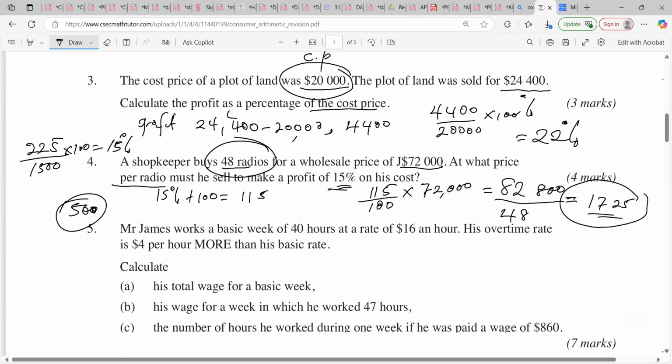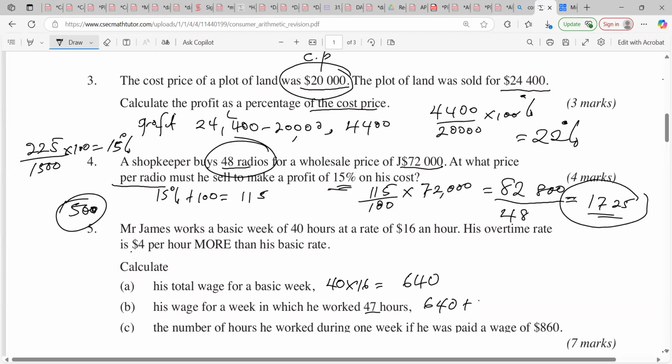Say Mr. James works a basic wage of 40 hours at a rate of $16 per hour. His overtime rate is $4 per hour more than his basic rate. His total wage for the basic week: so the basic week would have been 40 times 16. I might be rushing this one a bit. So that would have been 640. His wage for the week if he worked 47 hours: so he would have worked the 40, or 640, plus 7 times 4, which is 28.